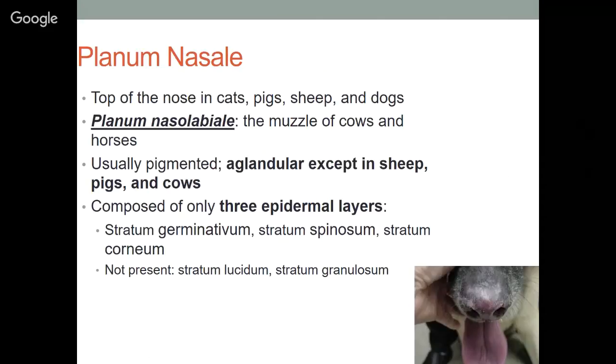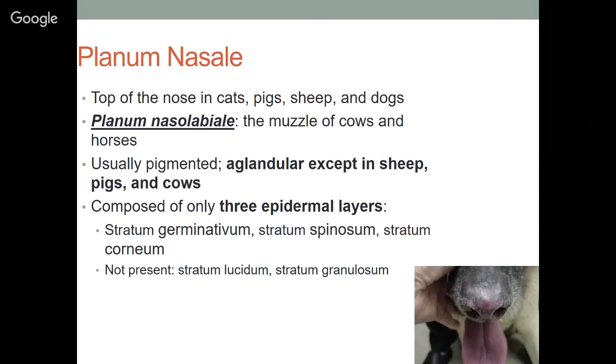Usually the planum nasale is pigmented and it is typically aglandular, meaning it doesn't have any glands that produce a substance, except in sheep, pigs, and cows. So sheep, pigs, and cows have glands on the outside of their nose. The planum nasale is composed of only three epidermal layers. That's the stratum germinativum, which is the stratum basale and the stratum spinosum, and the stratum corneum. What's not present, of course, is the stratum lucidum and the stratum granulosum.